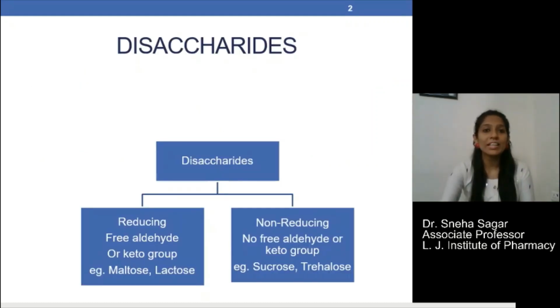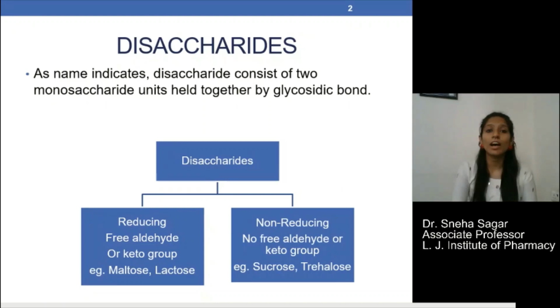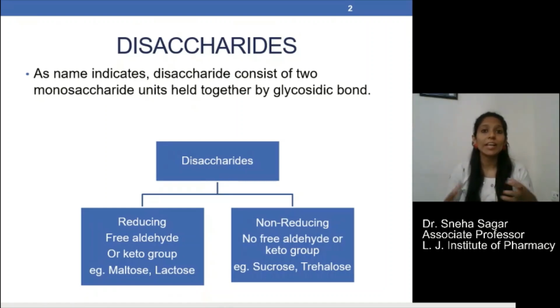So basically disaccharides are among the oligosaccharides. They are the most common, and it is evident from the name that a disaccharide consists of two monosaccharide units, either similar or dissimilar, and they are held together by a glycosidic bond. Basically, they are crystalline in nature, they are water soluble, and they are sweet in taste.